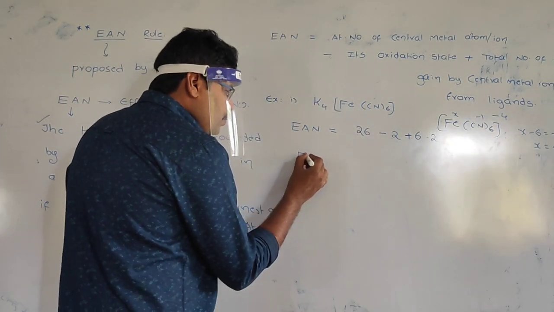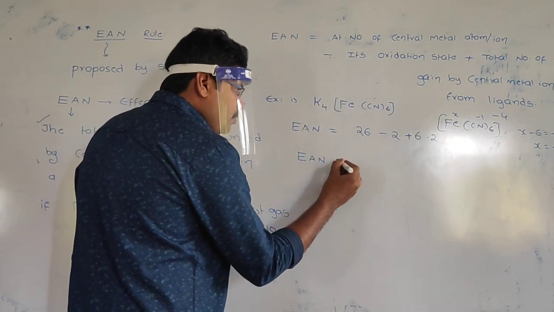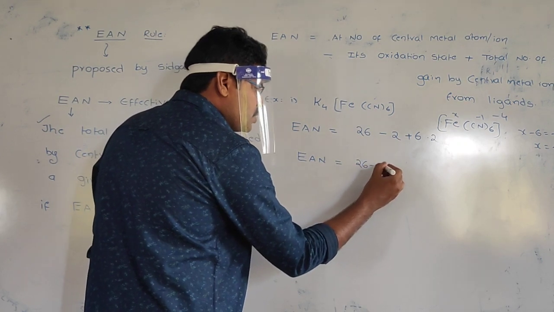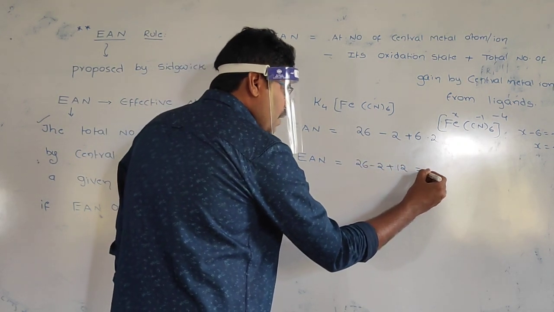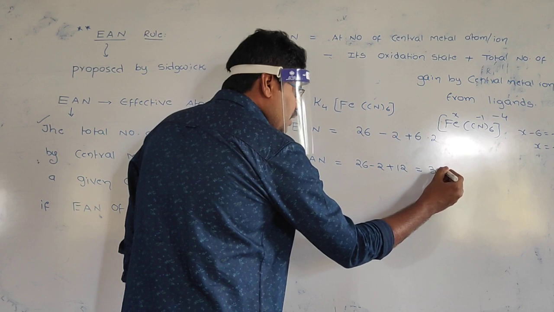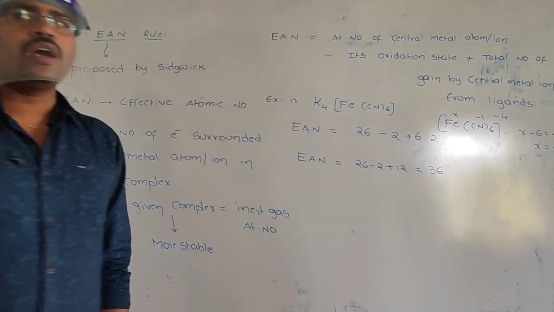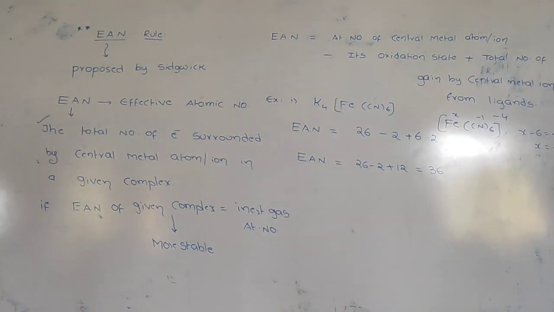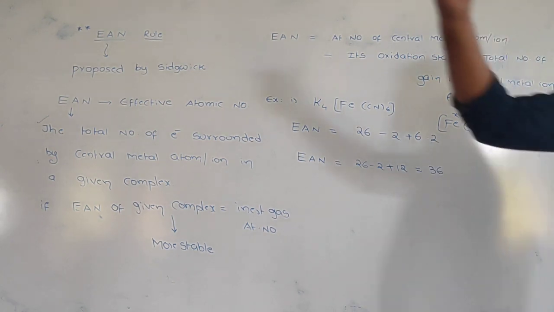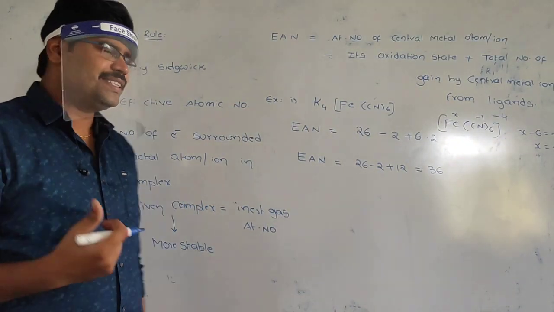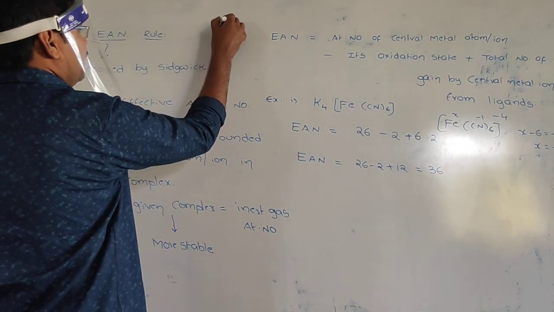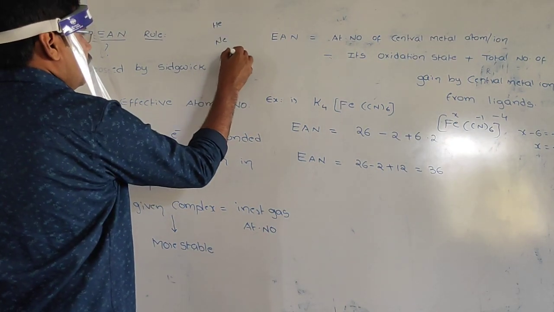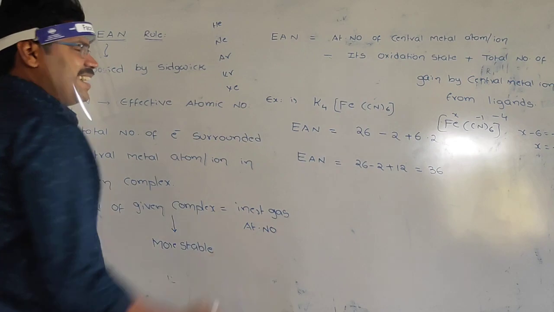Now let me come to EAN. What value finally do we have? I think this is 26 minus 2 plus 12, and absolutely 36. Am I right or not? 36 is the atomic number of which element? Come on, we know noble gases very well. Helium, neon, argon, krypton, xenon, is it not?